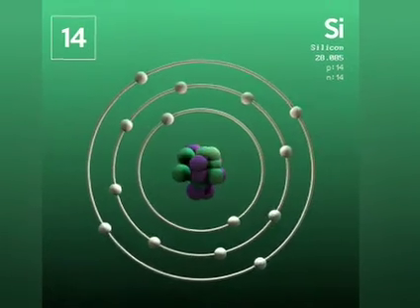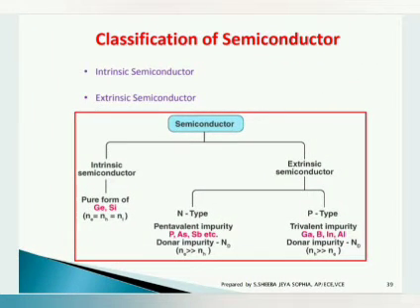Moving to the classification of semiconductor. Semiconductors are majorly classified into two categories, intrinsic and extrinsic semiconductor. Intrinsic semiconductor is nothing but a pure form of semiconductor without doping. What is meant by this doping? It is nothing but the process of adding impurities to the material for changing the conductivity or electrical property or resistivity of the material.